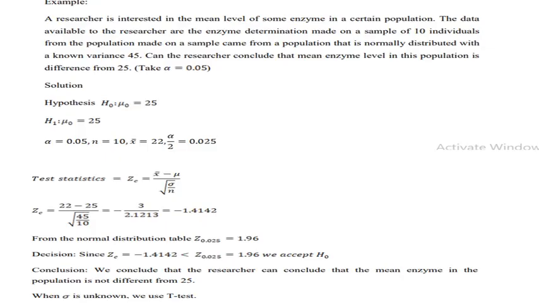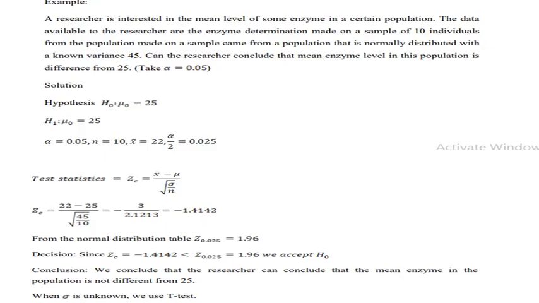Then our sigma, our known variance. I told us when our variance is known, we use the standard normal distribution, which is 45. Then our n is 10. So when you do your estimate, it should give you minus 1.4142. From the normal distribution table, z of 0.025 gives us 1.96. That is how we get our table value.